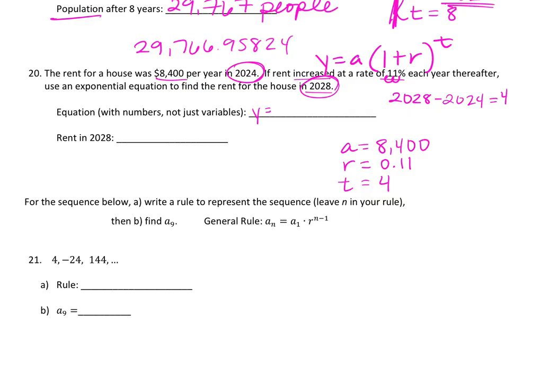Y equals the original amount, 8,400, times 1 minus now 0.11 to the 4th power. Okay, plug that into your calculator.